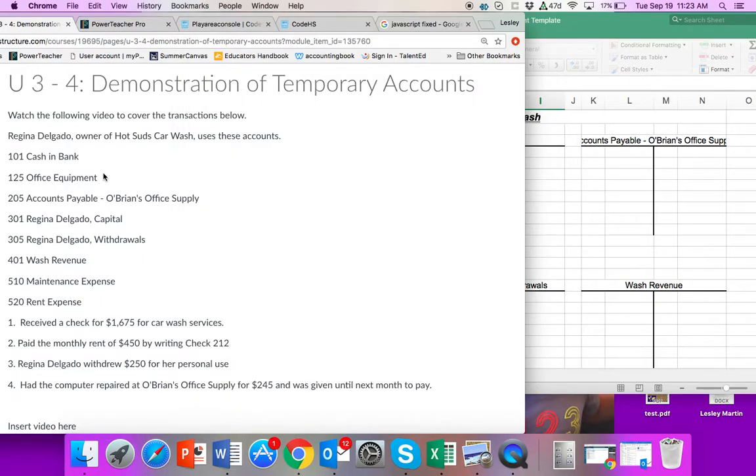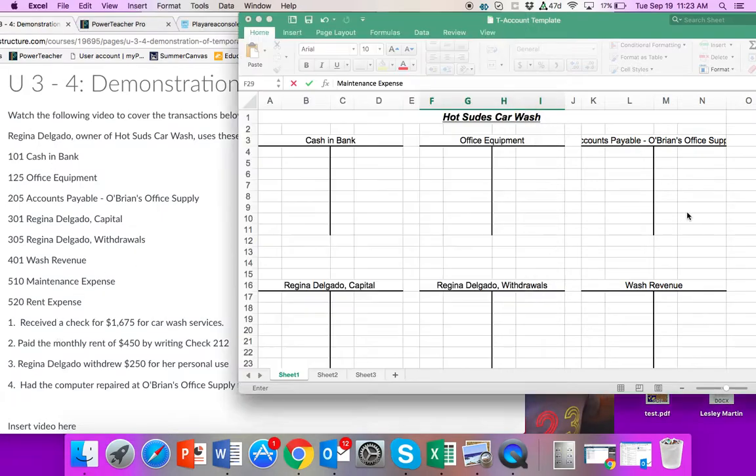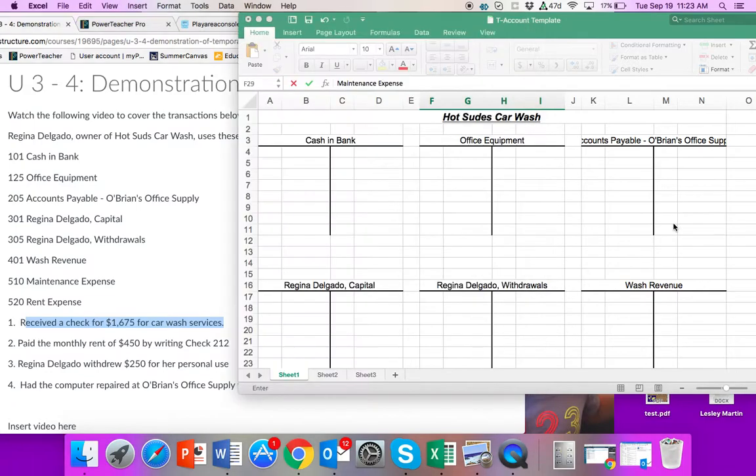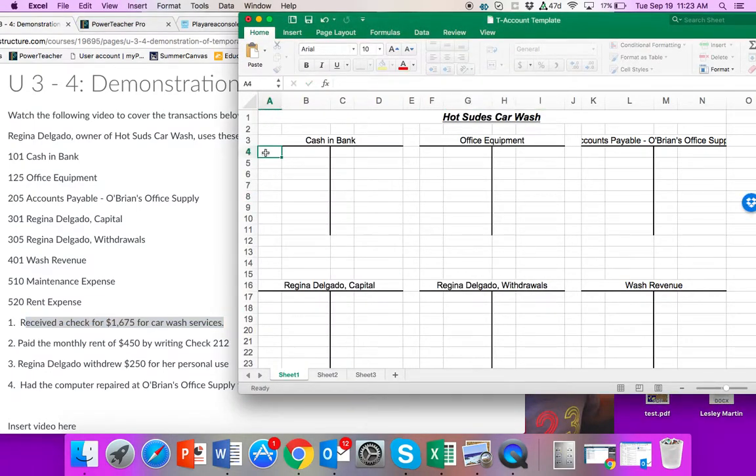Okay, so let's take a look at the demonstration for temporary accounts. So we're Hot Suds Car Wash with Regina Delgado. Here's the list of my accounts, and I have them in my T-chart here. All right, so the first one says we received a check from Car Wash Services. So again, received a check automatically means that we are talking about cash and bank. And when we receive it, that means we're going to increase it. So we're going to increase our cash and bank by $1,675.